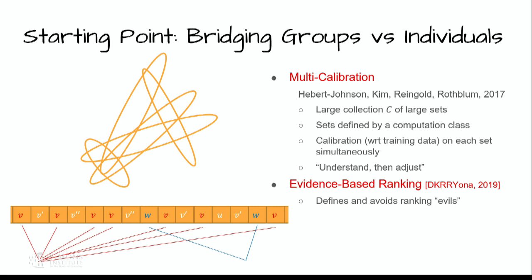And then after that, we worked on evidence-based ranking, starting with that as a starting point. We looked at evidence-based ranking with three of the original authors and Galliona, which defines and avoids certain kinds of ranking evils. As I said to Evelyn yesterday, in response to Evelyn's question, we make a list of evils that we want to rule out, and we make sure that what we build does in fact rule them out. And so that's what we were doing.